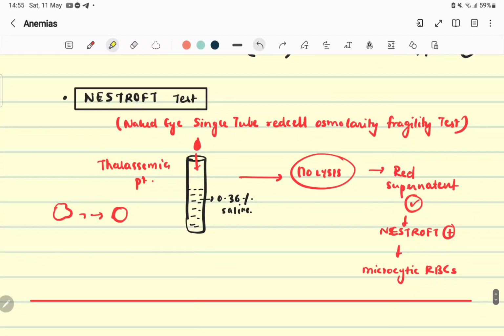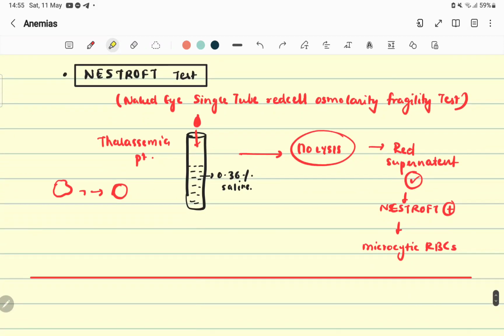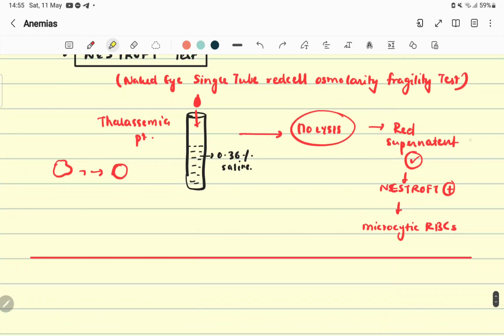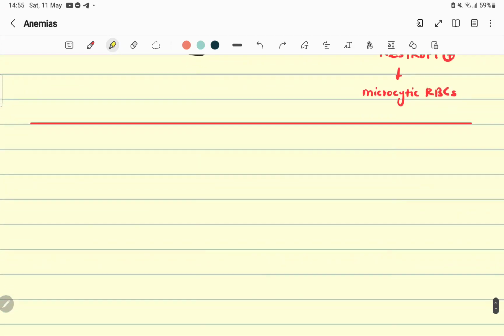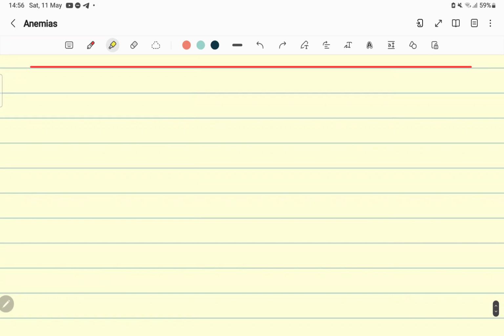In this thalassemia patient having microcytic RBCs there will be no lysis, so red supernatant will be there, but a normal individual will have clear supernatant, right? Understood? So these are the things, and now I'll just give an overview of alpha thalassemia, not much important.